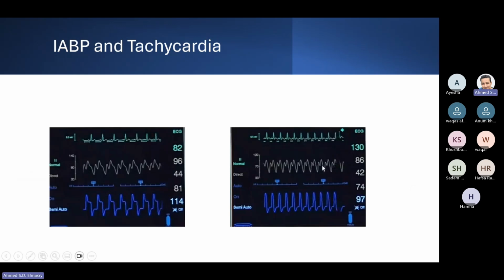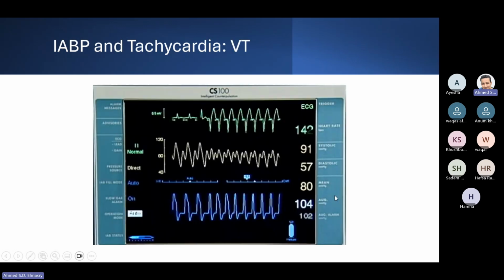And as you see, comparing this patient with a heart rate of 82 to another patient with a heart rate of 130, you will find the augmentation here reached up to 114. With tachycardia, the augmentation has been reduced to 97, and the hemodynamics are also compromised. This is the systolic pressure, diastolic pressure, systolic pressure, diastolic pressure, and this is the MAP. So the hemodynamics will be compromised with tachycardia, and the augmentation of the intra-aortic balloon will be reduced.